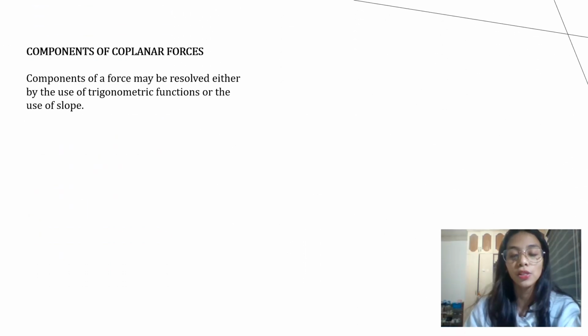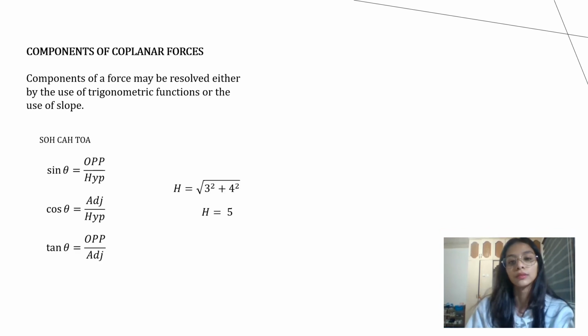The components of coplanar forces. The components of coplanar forces can be solved either by the use of trigonometric functions or the use of slope. And here is the formula you can use to solve the coplanar forces. SOHCAHTOA: sine theta is equal to opposite over hypotenuse, cosine theta is equal to adjacent over hypotenuse, and tangent theta is equal to opposite over adjacent.